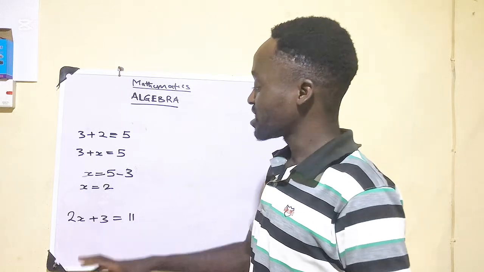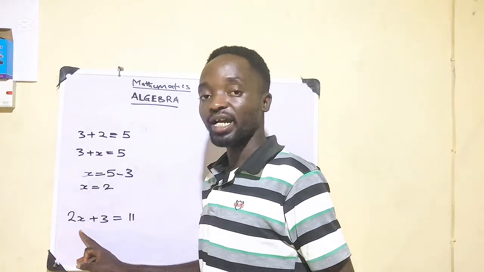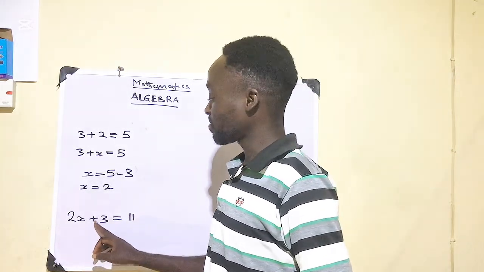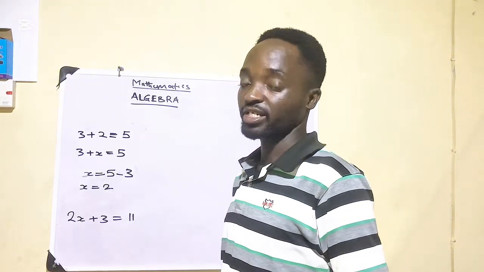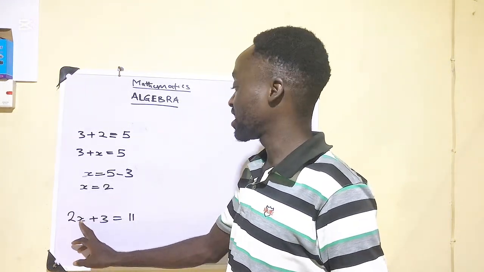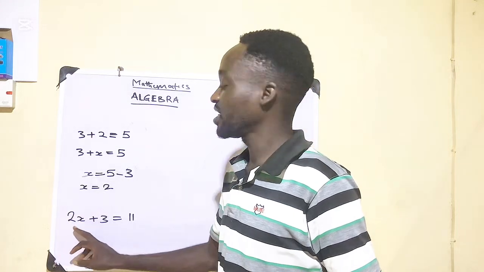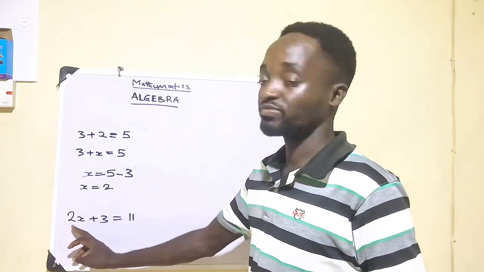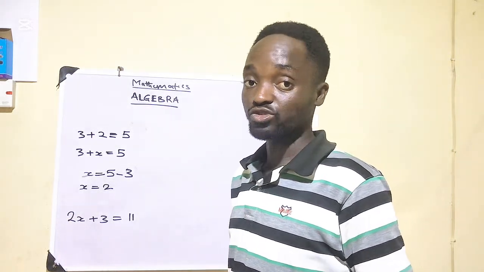Now what this is trying to say is that there is a number that if you multiply it by 2 and add 3 to it, is going to give you 11. They are trying to tell you that there is a number that we don't know, and if we represent it with the letter x, that if you multiply it by 2 and add it to 3, is going to give you 11. So let us find that number. That's what they're asking us to do.